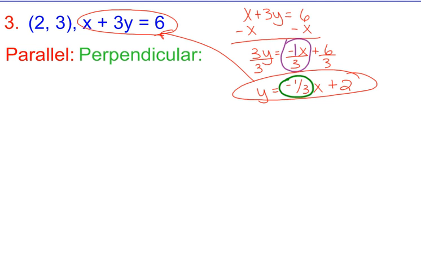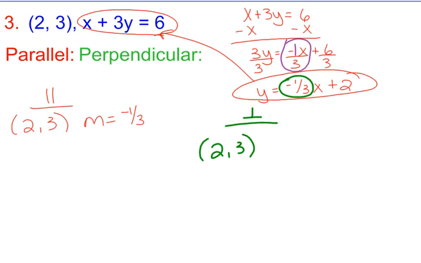So for my parallel line, I'm going to use the ordered pair 2, 3, and I'm going to use the same slope because parallel lines have the same slope. And for my perpendicular line, I'm going to use the ordered pair 2, 3, but I'm going to use the opposite reciprocal slope. So opposite, if it's negative, I'm going to make it positive, and then when I flip it, it's 3 over 1 instead of 1 over 3. I'm going to let you finish number 3, do that problem all the way through, and then I'm just going to write the answers down again for you. So hit pause, and then go ahead and do that.